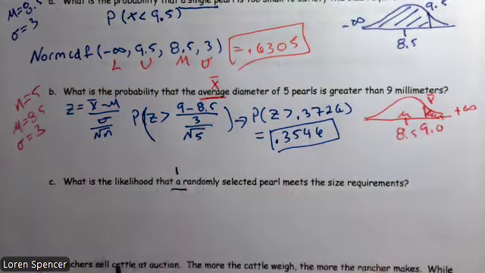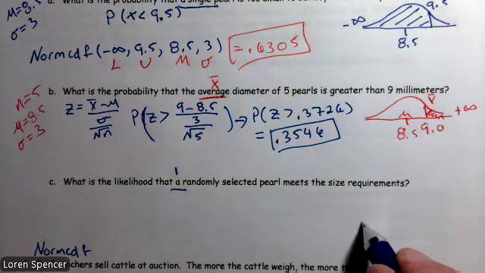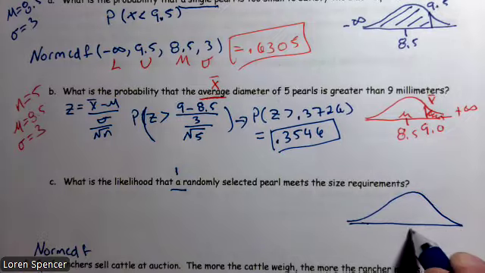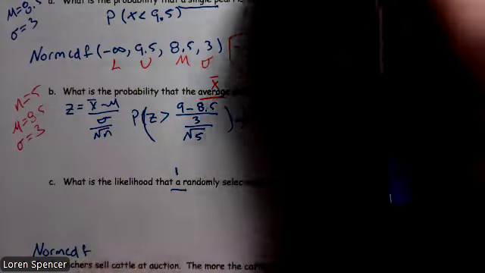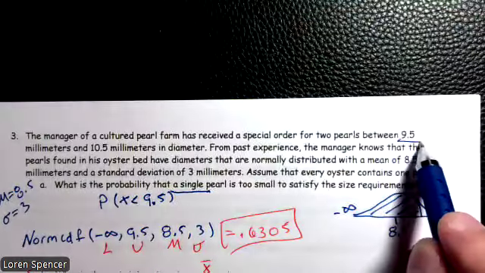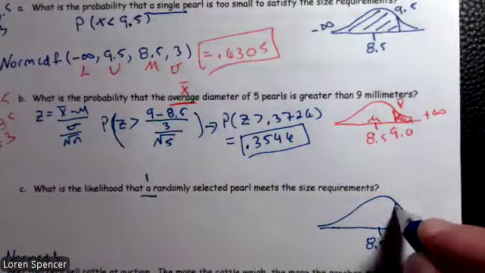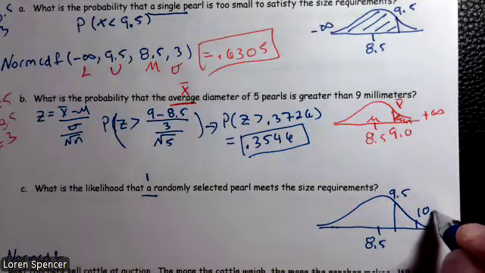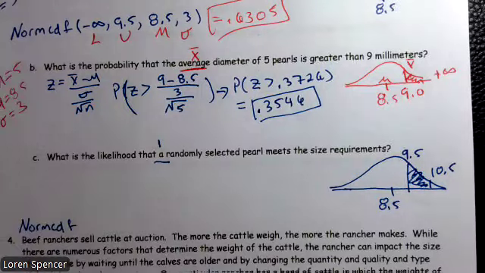pearl is between 9.5 and 10.5? The fact that we're working with 1 tells me I'm looking for a normal CDF. So let's draw our picture. I'm trying to draw it a little larger this time. We have a mean of 8.5, but we want a pearl size of 9.5 to 10.5. So there's 9.5 here. Here's 10.5 right here. And I want to know the probability that that single pearl lies within that interval.